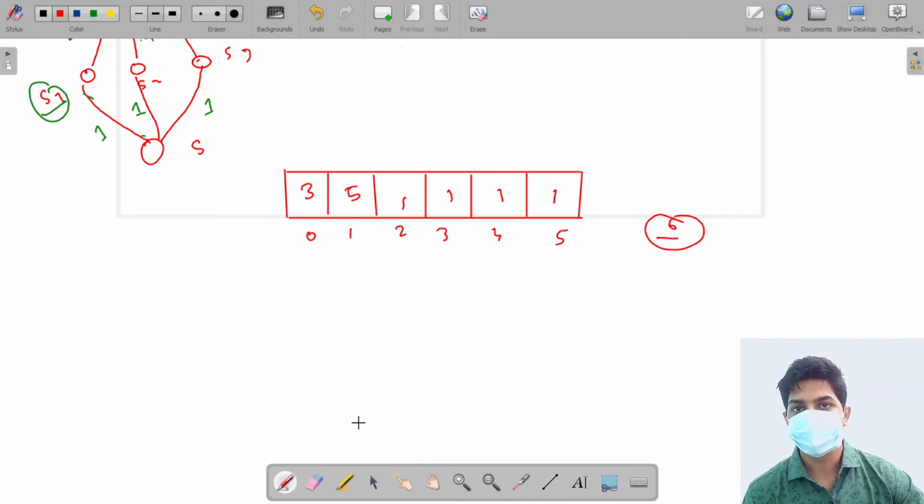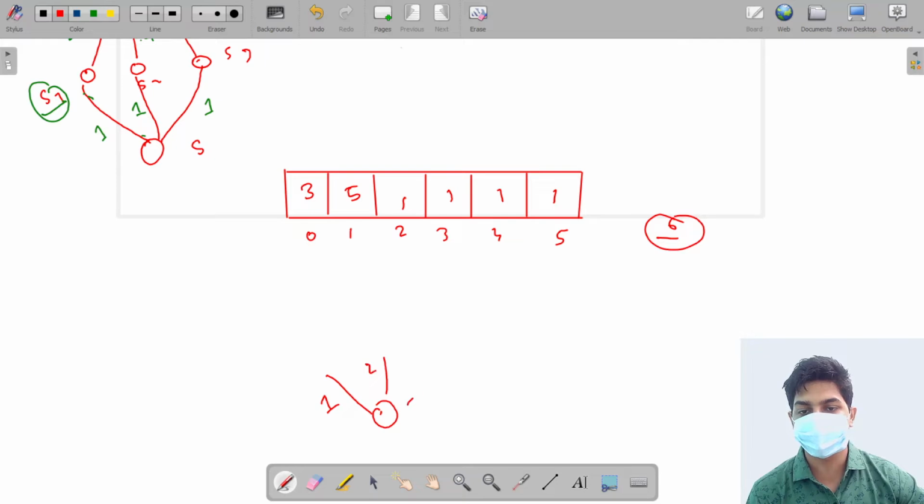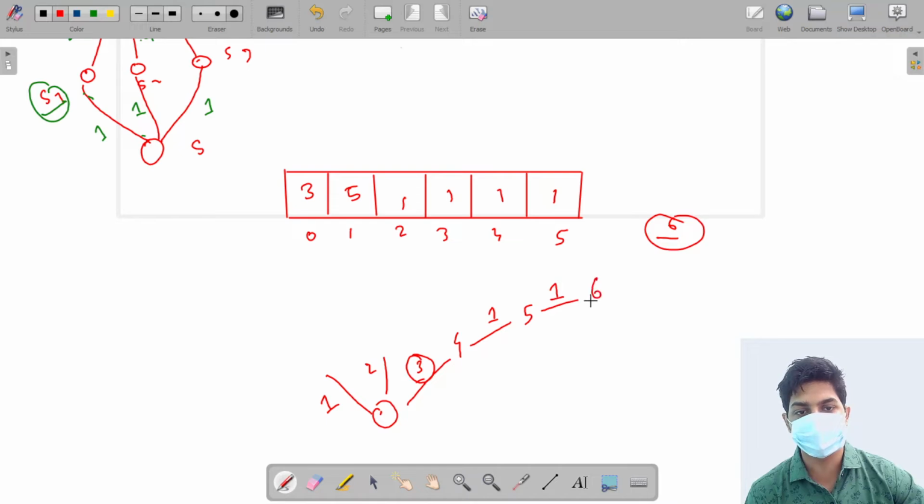So according to the largest magnitude jump, at index number 0, 1 unit jump is allowed, 2 unit jump is allowed, and 3 unit jump is allowed. We will take the maximum. If we take the maximum of this, then we will reach index number 4. From index number 4, only 1 unit jump is allowed, so we will take 1 unit jump. We will reach 5. From 5, only 1 unit jump is allowed, so we take a jump of 1 unit. We reach 6. 6 is our destination.